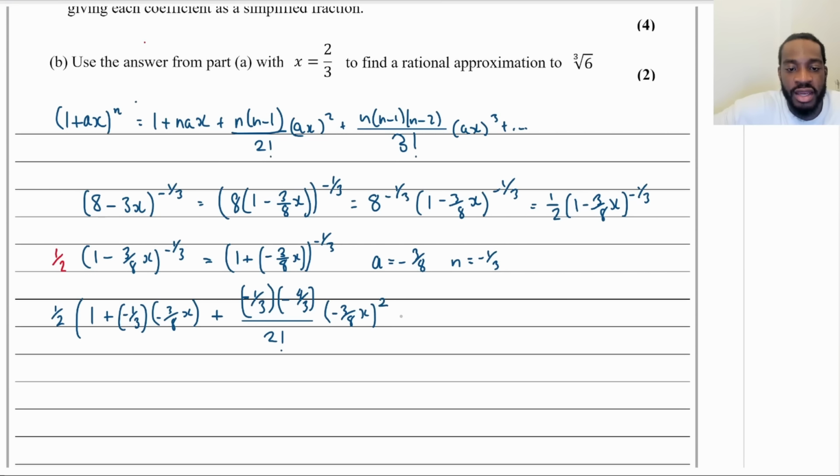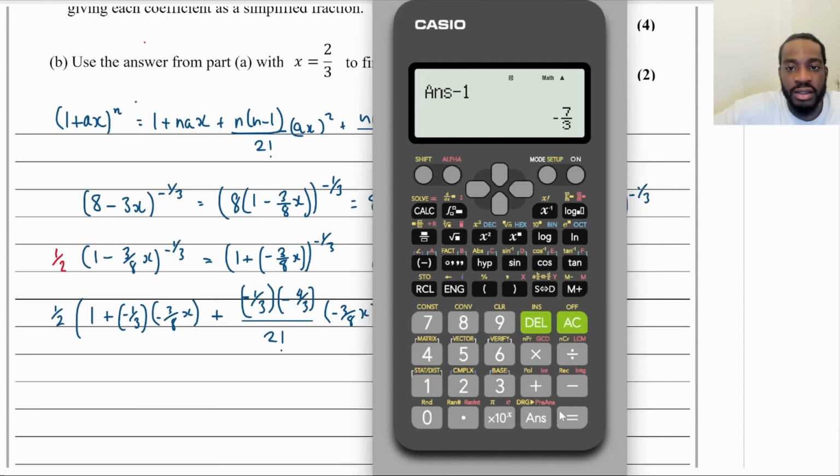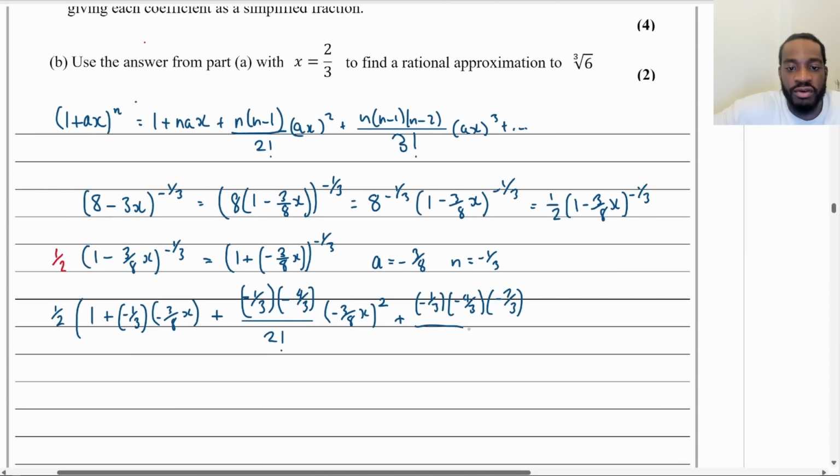Okay, and the next one is going to be n, which is minus a third, times minus 4/3, and then taking another one away is going to be minus 7/3, isn't it? Let me just check that though. Minus 1. Yep. And then all over 3 factorial.